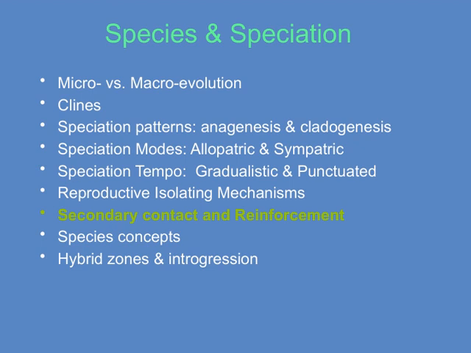Finally, hybrid zones and introgression are fascinating areas. Hybrid zones are regions where different species meet and interbreed, creating hybrids. Introgression refers to the gene flow from one species into another through hybridization, which can introduce new genetic variation and influence evolutionary trajectories. All these concepts tie together to give us a comprehensive understanding of how species originate, evolve, and interact within the grand tapestry of life.